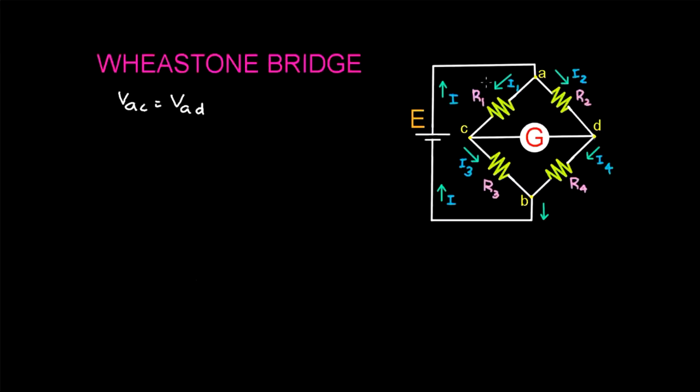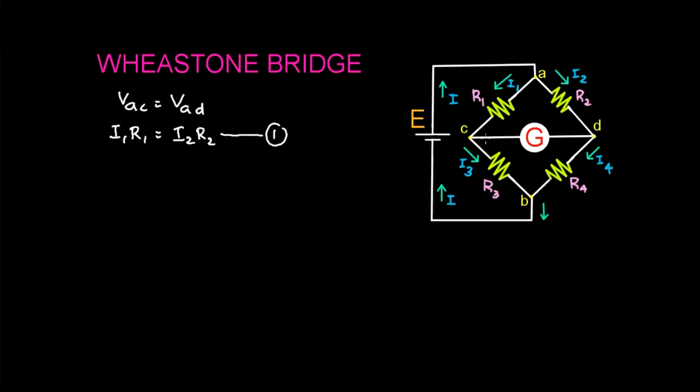So what is VAC? VAC is the current flowing through AC into the resistance. What is the current flowing through AC? That is nothing but I1. So I can rewrite the equation as I1 into R1, which is equal to VAD. What is VAD? The current flowing through this arm into the resistance. That is nothing but I2 into R2. I will call this equation number 1.